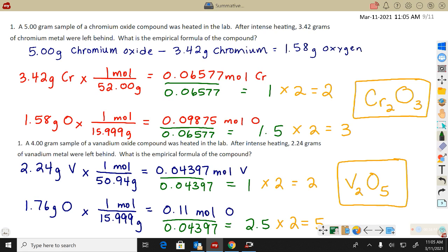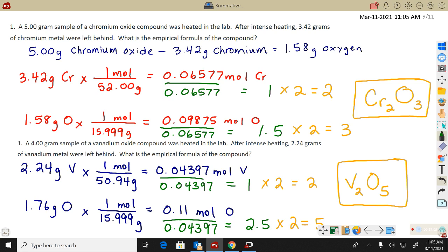So that's why I like to usually leave at least 3 digits. Then I divided by the smallest, and in both cases, I got a 0.5, which is okay, because from there I can just go and multiply everything by 2. I'm trying to keep the integrity of the ratio, like 1 to 1.5, 1 to 2.5, but I just need to make it a whole number ratio.